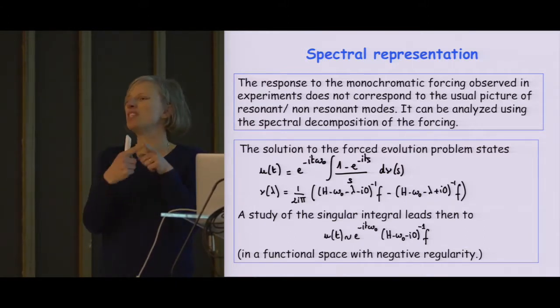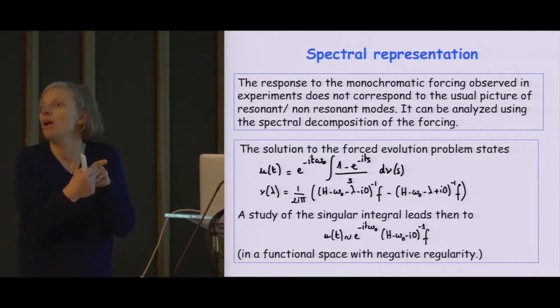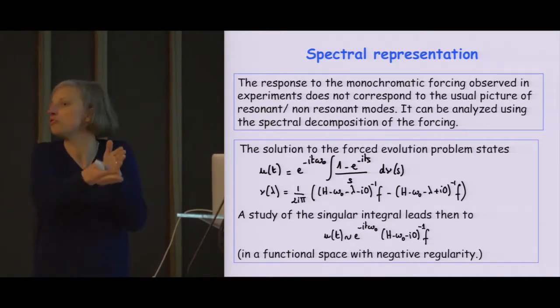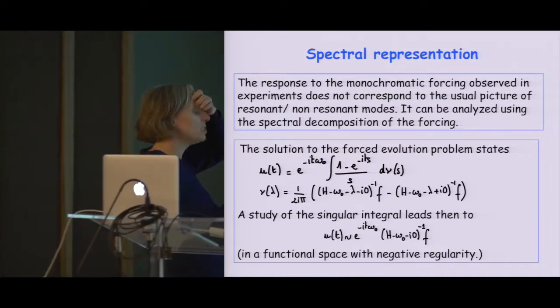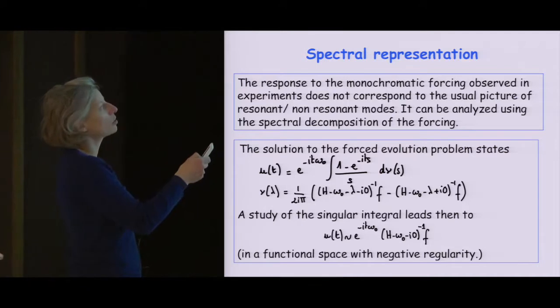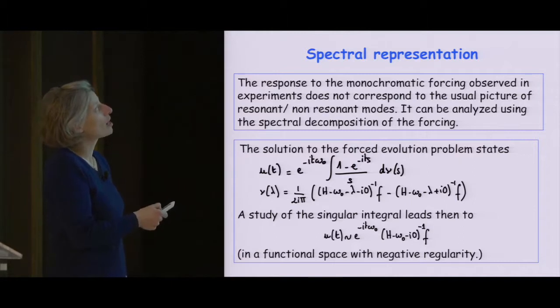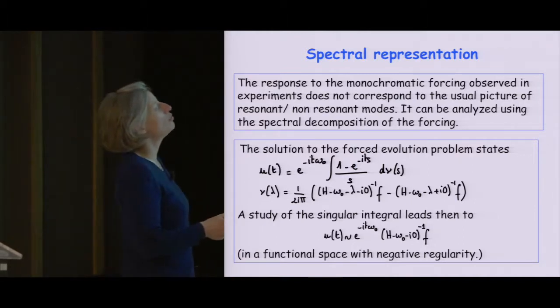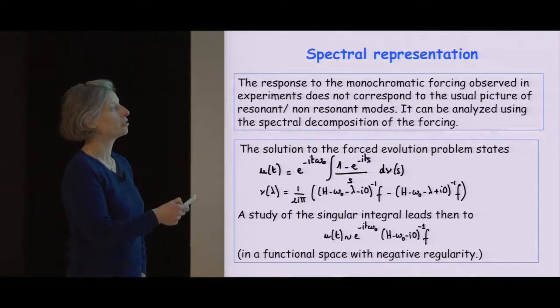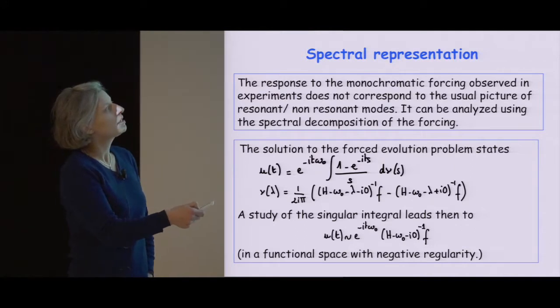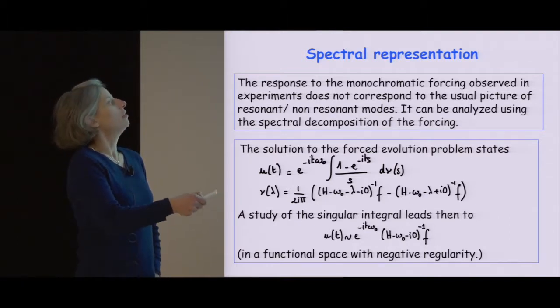Okay, so here it is different because you will force on one frequency, but this frequency is not an eigenvalue. It's in the continuous spectrum. Okay, so you are forcing in the continuous spectrum. And then you can use this spectral representation. So you say that the forcing has a frequency omega naught, and you can just write the solution to the forced evolution problem, and you see that it will be exponential of minus i t omega naught, which is the frequency of the forcing, and now you see that this nu here is related to the forcing f.